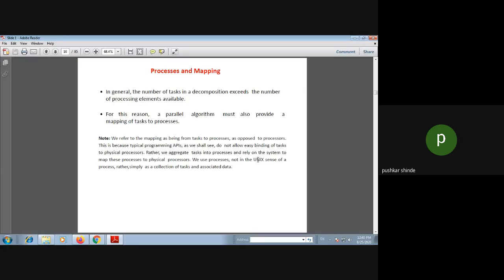We use process not in the unique sense of a process, rather simply as a collection of tasks and associated data. So don't confuse this process with the Unix process, program execution and all that. Here tasks and the associated data are basically put in a process. This is the process in parallel computing. Don't call a process a program in execution. This is the process that is mapped to the processor. It is a collection of tasks and data associated with the tasks.